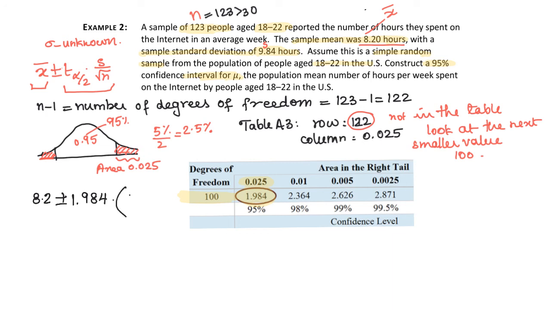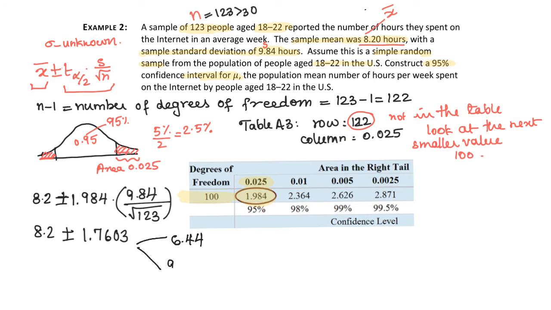s is 9.84 divided by square root of 123. If you subtract, you will get 6.44. If you add, you will get 9.96. So you will get two values. So now we can interpret the result. We are 95% confident that the mean number of hours per week spent on the internet by people 18 to 22 years old is between 6.44 and 9.96.